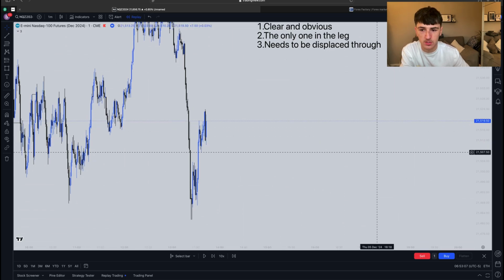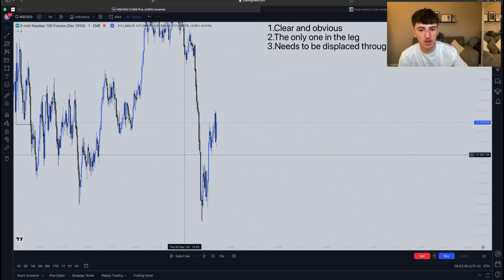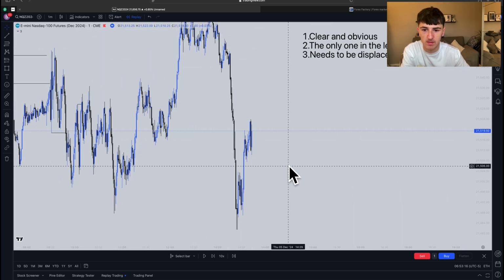Now, if I look at this chart, I'm going to give you like 5 seconds to point out clear and obvious fair value gaps. Pause the video and look around the screen. Where are the clear and obvious fair value gaps on this screen?